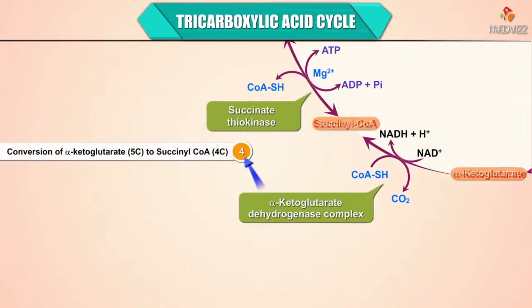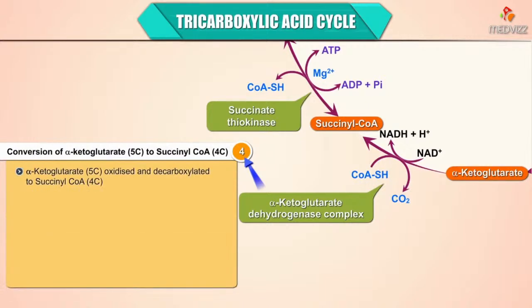Step 4. Conversion of alpha-ketoglutarate to succinyl coenzyme A. Alpha-ketoglutarate is oxidatively decarboxylated to succinyl coenzyme A. It is the second oxidative decarboxylation and 1 NADH is formed. Physiologically, it is a unidirectional step.